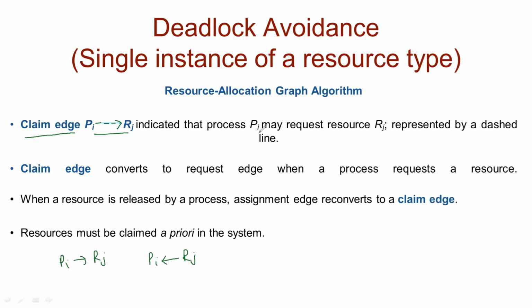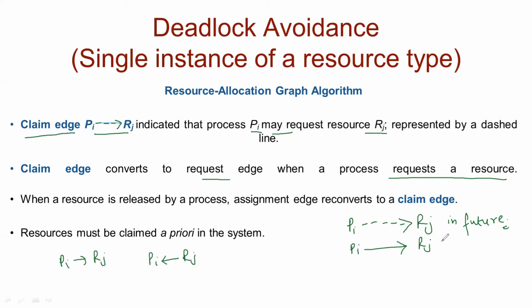This edge indicates that a process Pi may request resource Rj. A claim edge is converted into a request edge when the process requests a resource. Initially in the graph you will see a dotted edge. This means a claim edge, and how to interpret it? Pi may make a request for Rj in future, but it has not requested it as yet. When it actually requests this Rj, then this edge is converted into a request edge.